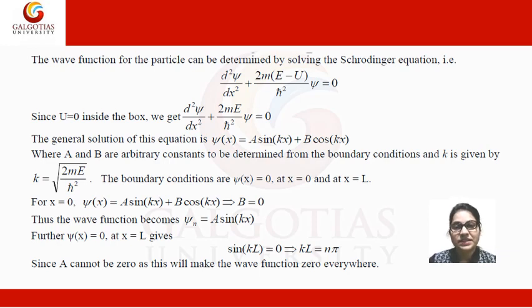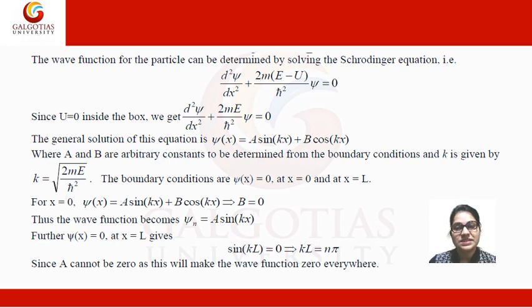The Schrodinger equation is similar to Newton's law in classical mechanics. For quantum mechanics, the Schrodinger equation is like Newton's law. It is a fundamental equation and it cannot be derived from any other equation. In general, the time independent Schrodinger equation can be written as d2 psi upon dx2 plus 2m (E minus U) upon h cut square into psi equals 0, where E is the total energy and U is the potential energy.